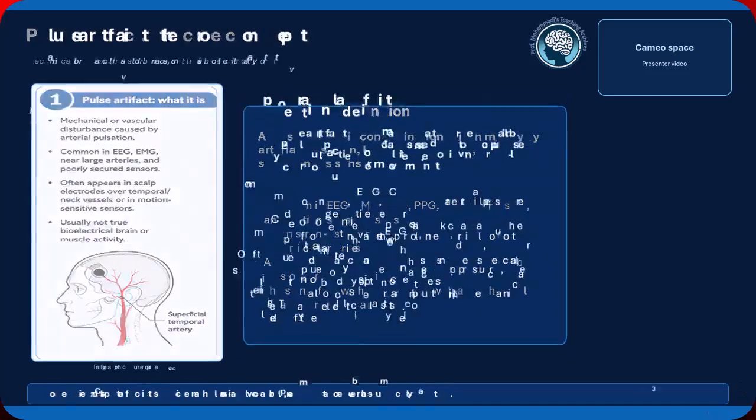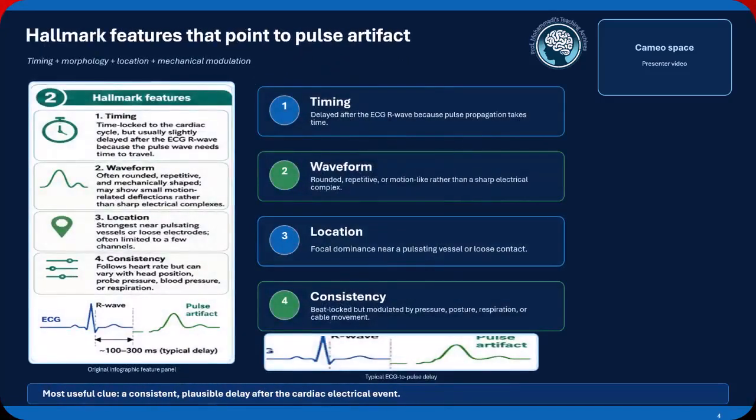Next slide, please. There are 4 hallmark features that point toward pulse artifact. First, the timing is usually linked to the cardiac cycle, but the deflection often appears slightly after the ECG R-wave because the pulse wave needs time to travel. Second, the waveform is often rounded, repetitive, and mechanically shaped, rather than sharp like an electrical cardiac complex. Third, the artifact is often strongest near a pulsating vessel or a loose sensor contact. Finally, its amplitude may change with pressure, posture, respiration, or cable movement.